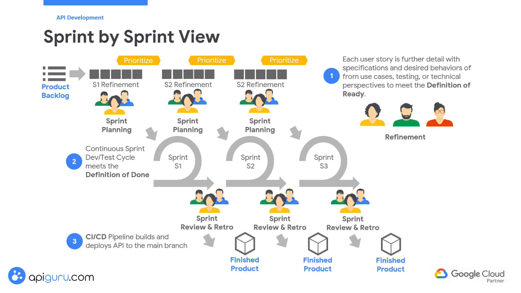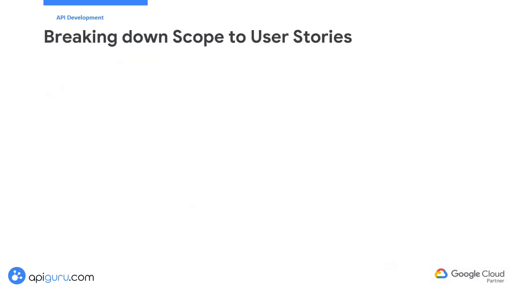In the final step, completed work is queued for product release and bundled together for each sprint. The automated CI/CD pipeline streamlines this final stage of the process, efficiently moving tested and approved code into the main branch. Let's dive into epics and user stories.